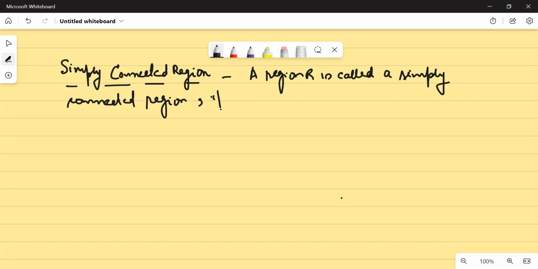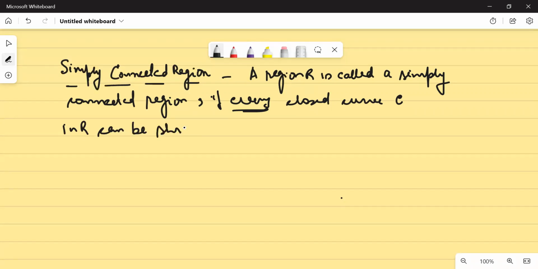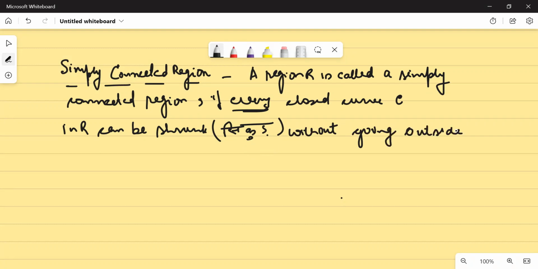if every, mind you, the word is every closed curve C in R can be shrunk. Shrunk in Hindi means सिकुड़ना. Can be shrunk without going outside the region R.